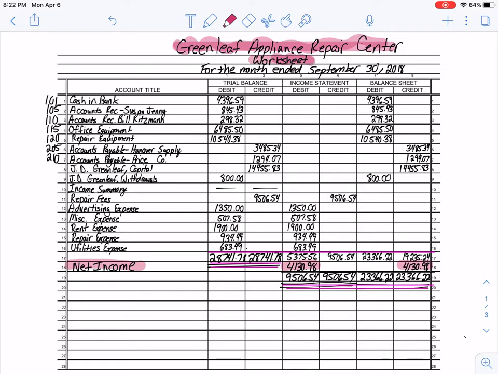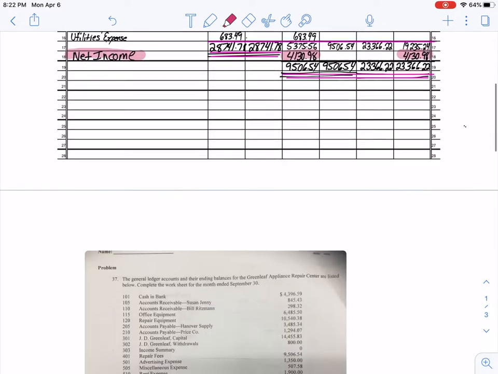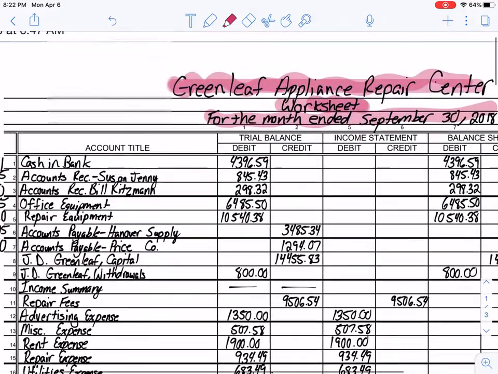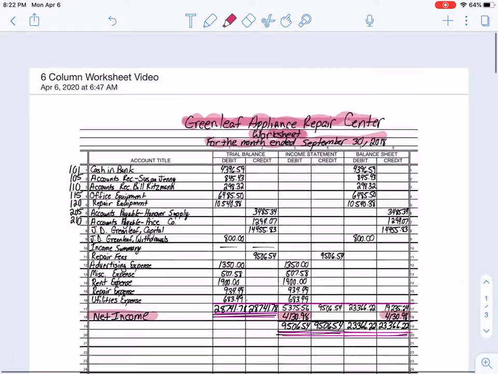And then finally, the when. What time period is this covering? Remember, for the worksheet, it's not just the date. It is for the month ended, for the period ended, for the year ended, whatever it is, it will tell you in the question, and then that date. So for the month ended September 30th, 2018. Because I'm going off of this information down here, it says the general ledger accounts and their ending balances for the Greenleaf Appliance Repair Center are listed below. Complete the worksheet for the month ended September 30th.